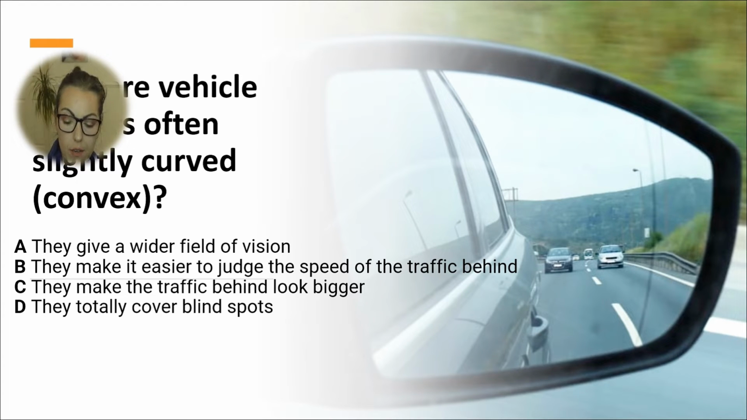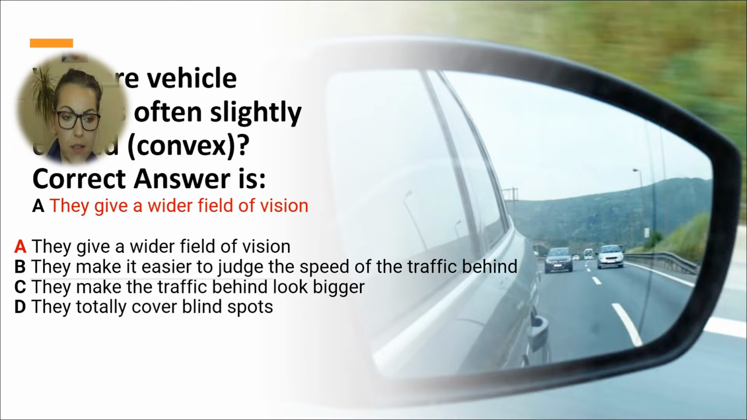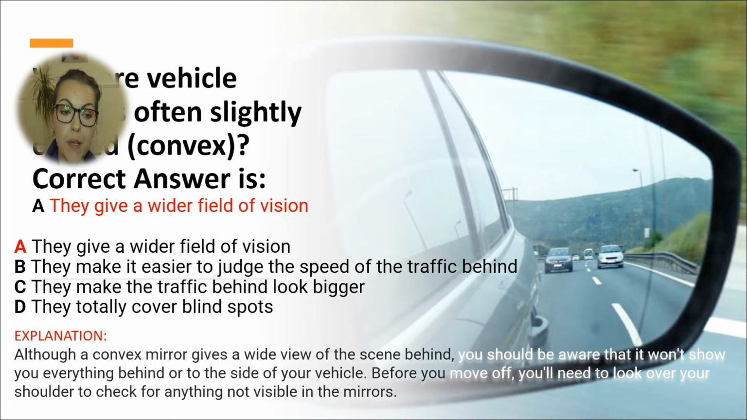Ready? The correct answer is A. They give a wider field of vision. Explanation. Although a convex mirror gives a wide view of the scene behind, you should be aware that it won't show you everything behind or to the side of your vehicle. Before you move off, you will need to look over your shoulder to check for anything which is not visible in the mirrors.